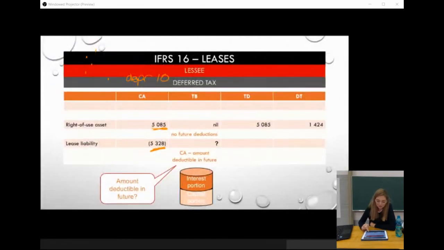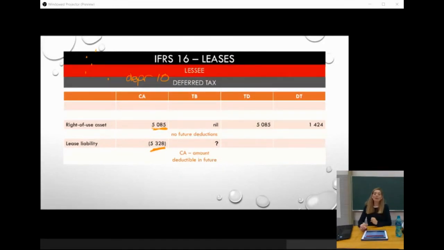Now I just want to go back and take away all my animation. Okay, so the right of use asset, if we calculate the tax base, it's an asset. So the tax base will be the amounts that will be deductible in future. Now, SARS sees the lessor as the owner of the asset. So therefore, the lessor will get wear and tear allowances. The lessee will get nothing. So that's why my tax base is going to be 0. That gives me a taxable temporary difference on which we have a deferred tax liability.